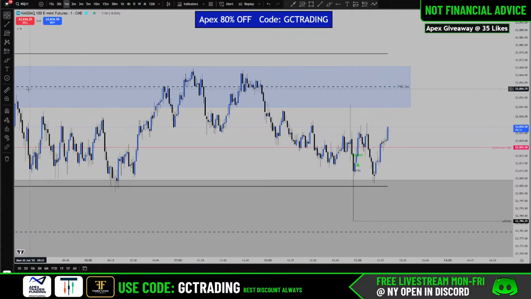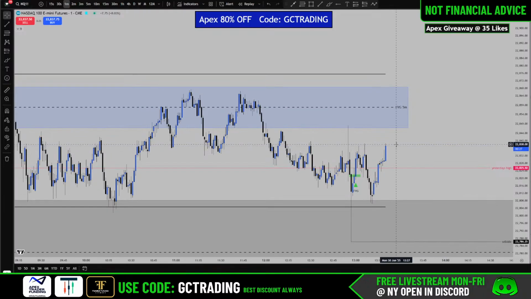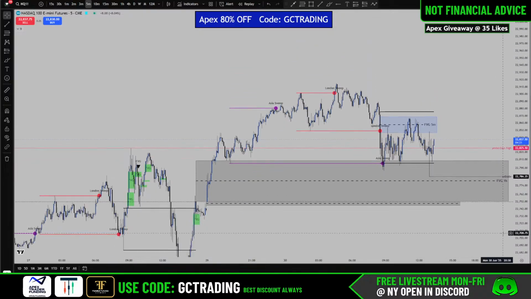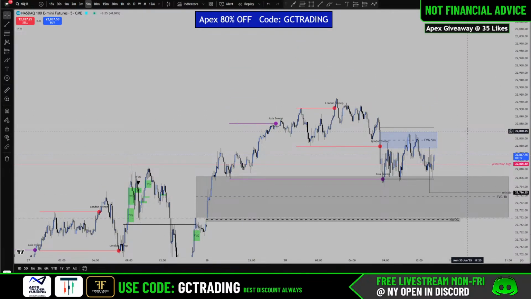Kind of pushing here, see if we can continue. I want to see us get out of this area. If we get a strong buy sequence through this 5-minute gap, it'll probably look something like this.